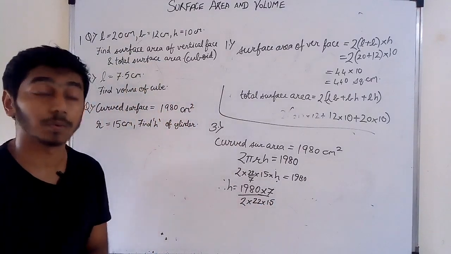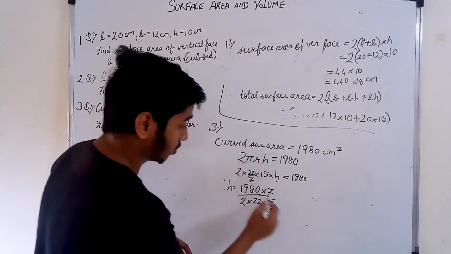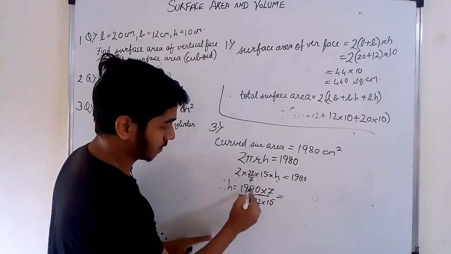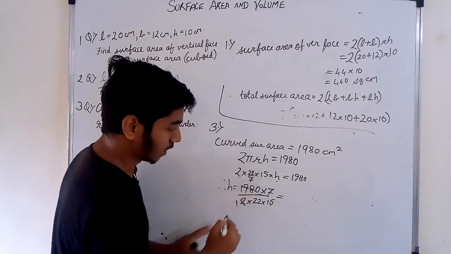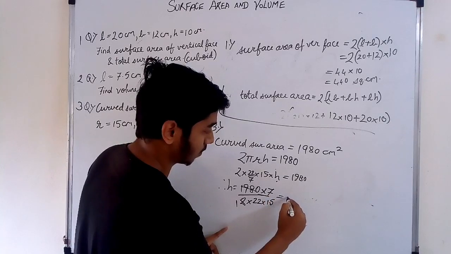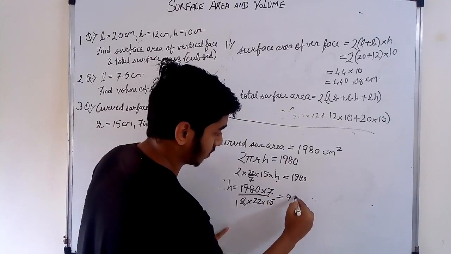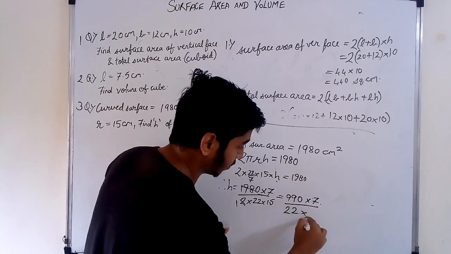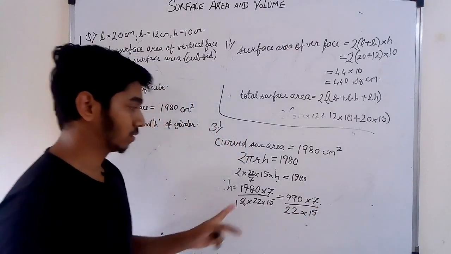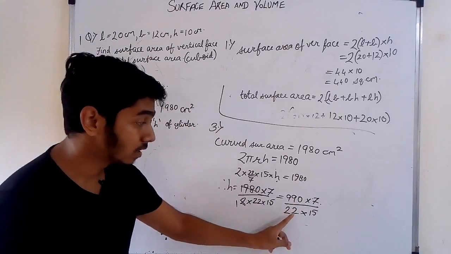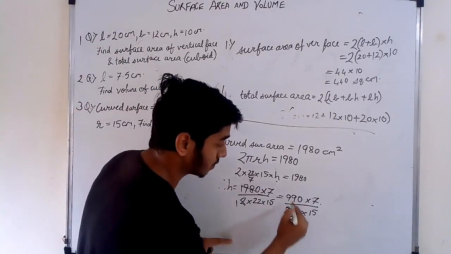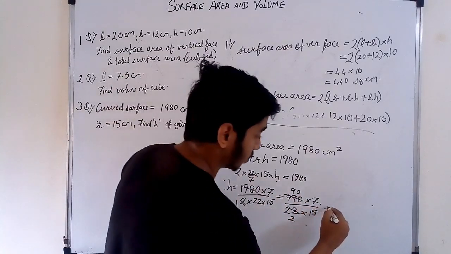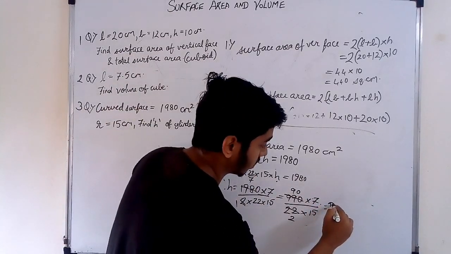So I hope you are understanding this now. Simply divide and see what you get. So this 2 ones, this will go into how much? 990 into 7 upon 22 into 15. Okay, so this is what I get. Then it will go in 11, so 2 times, this will also go 9 and 0. Correct? So this is equal to 90.